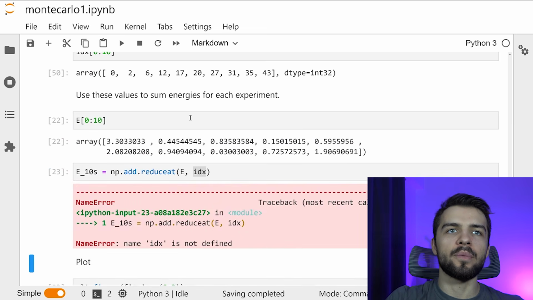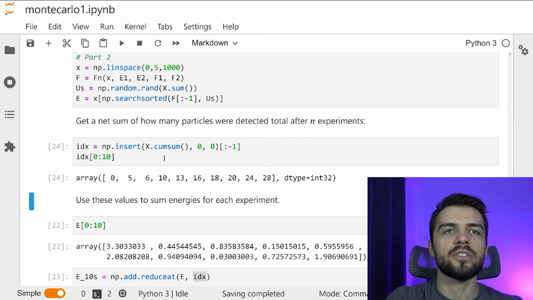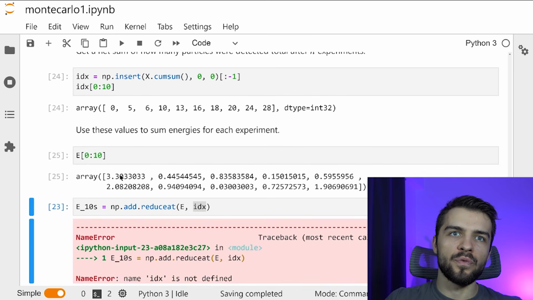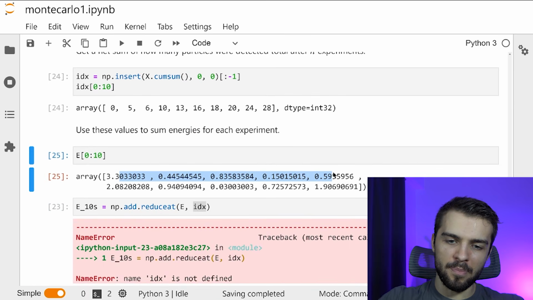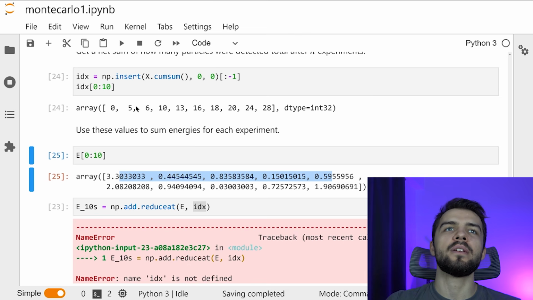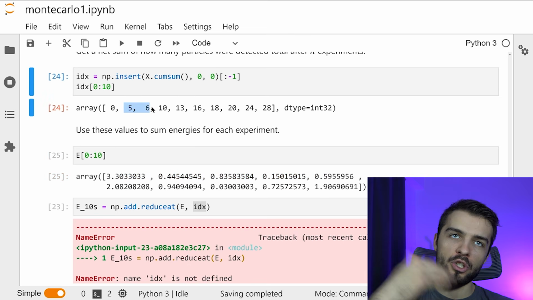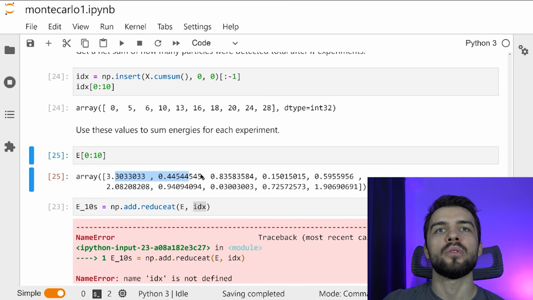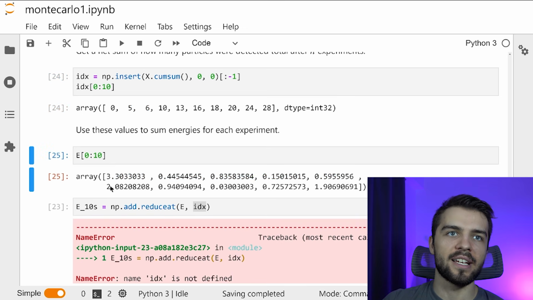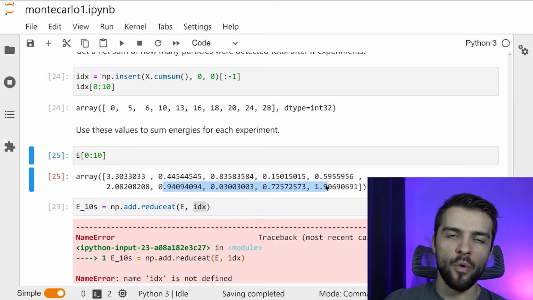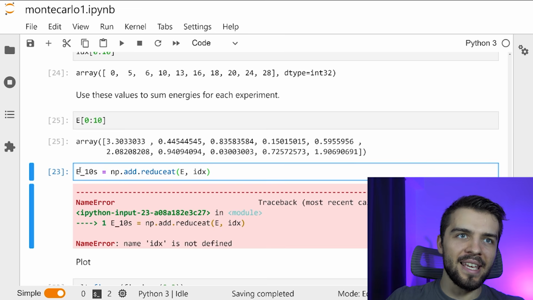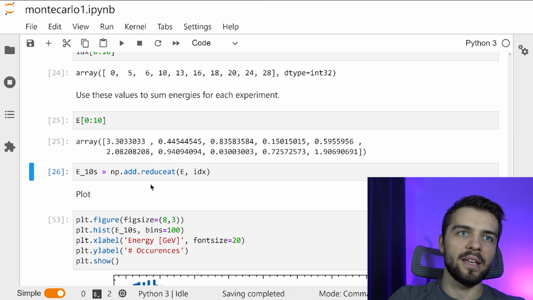So I can run this. Let's actually run these first. So I have my indices, which is the trick. I have my energies. It will sum the first 5 energies together, and that's my first experiment, the total energy for the first experiment. The next experiment, 5 to 6, well, it's a cumulative sum, so there was only 1 particle detected in the next experiment. So the first experiment is all these energies. The second experiment will just be this energy. And then 6 to 10, well, then I need the next 4. Hopefully it makes sense. I've repeated it a few times now. So that gives me my E every 10 seconds. That's my array here, like this.